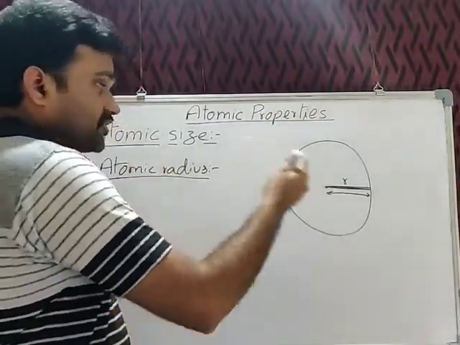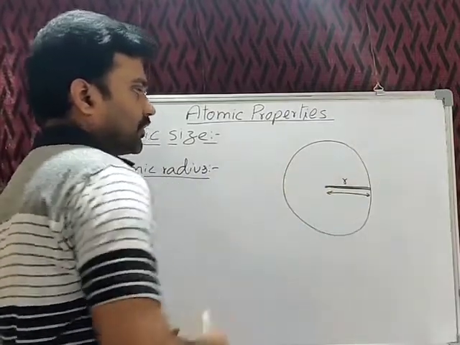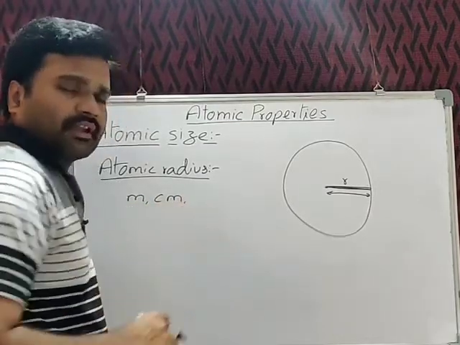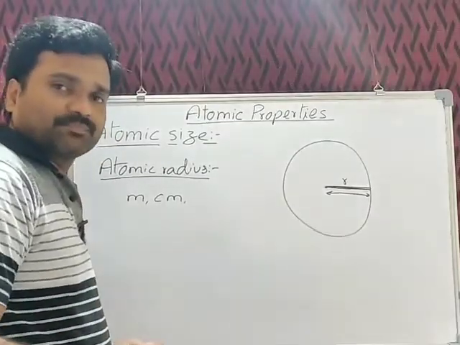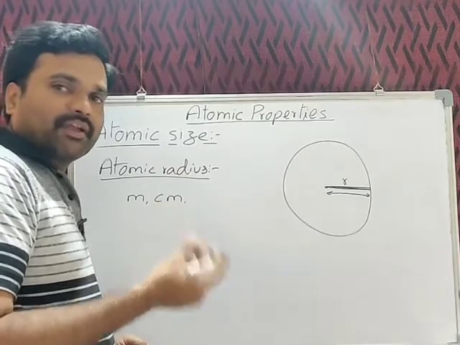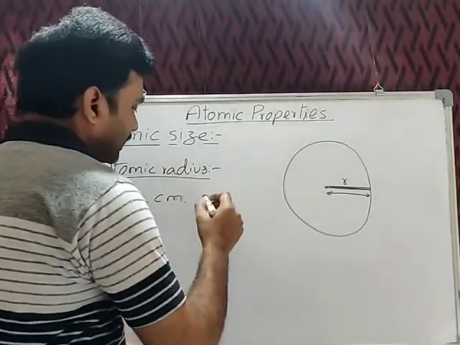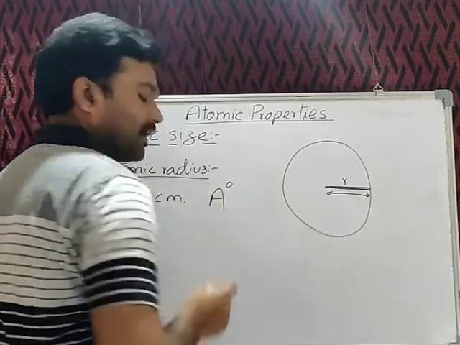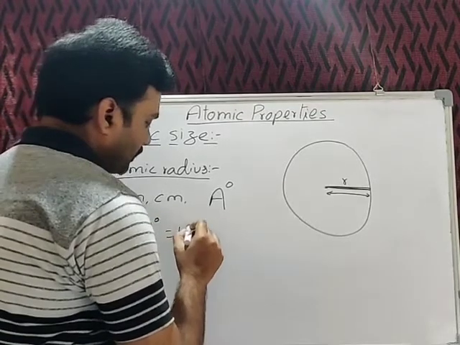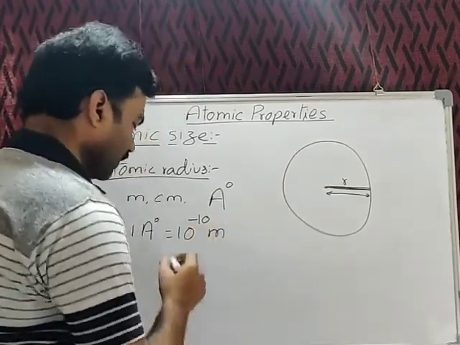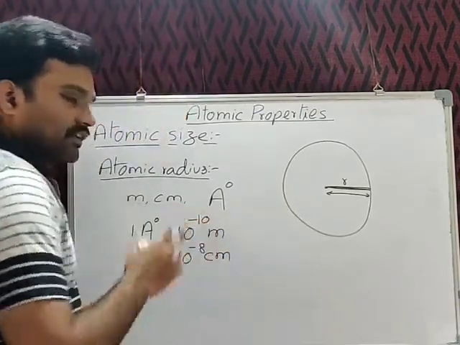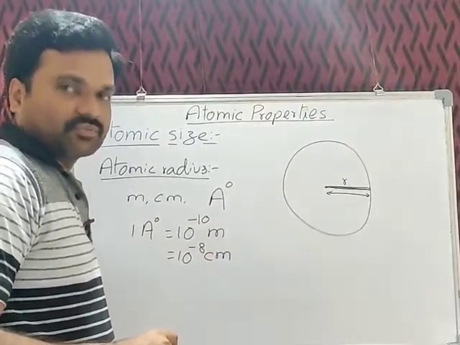Now, as it is the distance from the nucleus to the outermost orbit, its units can be meters, centimeters, nanometers, micrometers, angstroms. These all can be taken. And as these atoms are very small in size, these quantities will be very tiny. The units of atomic radius generally taken are angstroms. We know 1 angstrom is equal to 10 to the power of minus 10 meters or 10 to the power of minus 8 centimeters. So the generally used unit for the atomic radius is the angstrom.